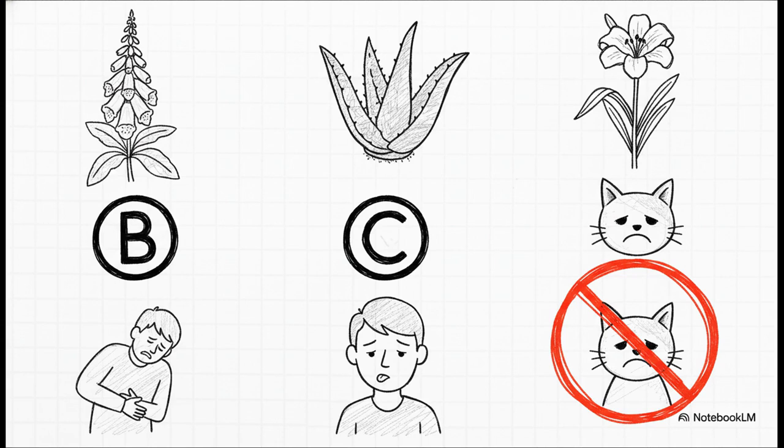Category B plants, like a beautiful foxglove, can be seriously toxic if ingested. Category C plants might just cause some discomfort or a rash, and you really have to be aware of pet-specific warnings. Daylilies, for instance, are notoriously toxic to cats, even though they're totally harmless to us.